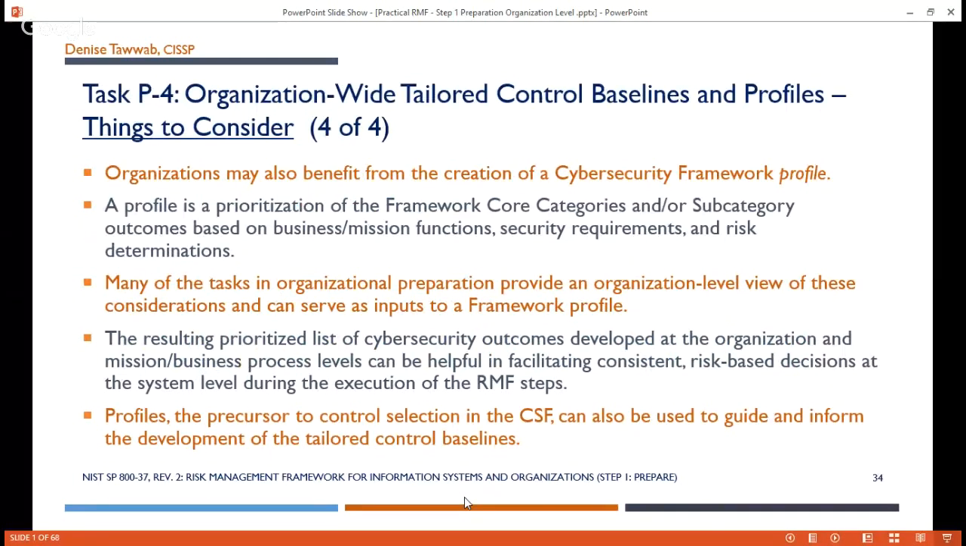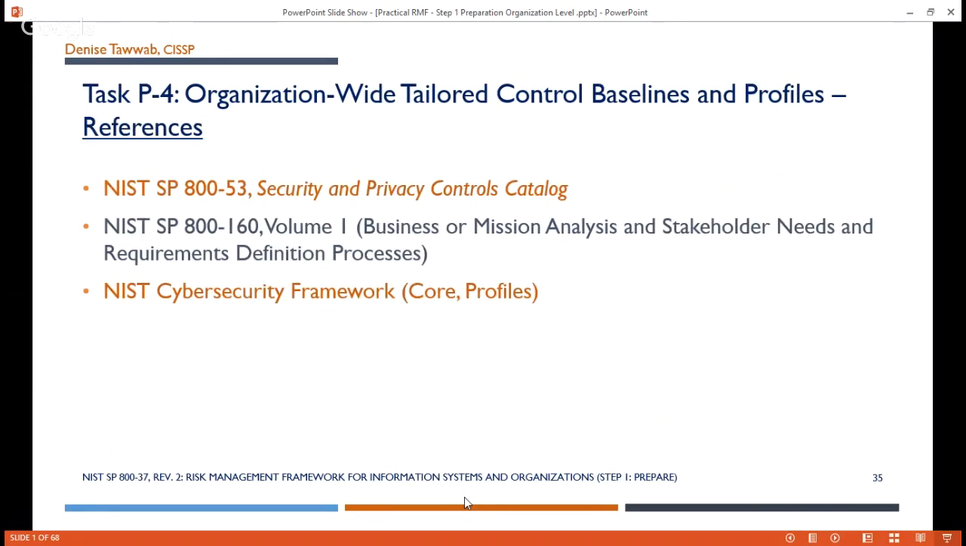Many of the tasks in preparing your organization can serve as inputs to your NIST cybersecurity framework profile if you're doing that. I'm not going to drill down into that just in the interest of time. When you're doing your baselines, the documents you're going to need are 853 and 800-160 Volume 1, and you're going to be looking at mission or business analysis and stakeholder needs and the requirements definition processes. And if you're doing the cybersecurity framework, you want to look at profiles.